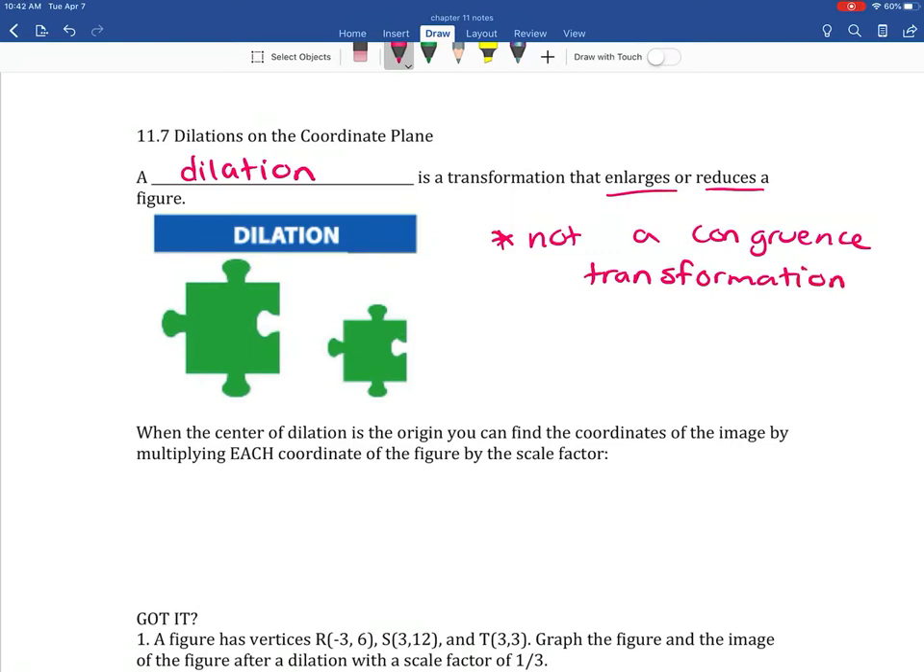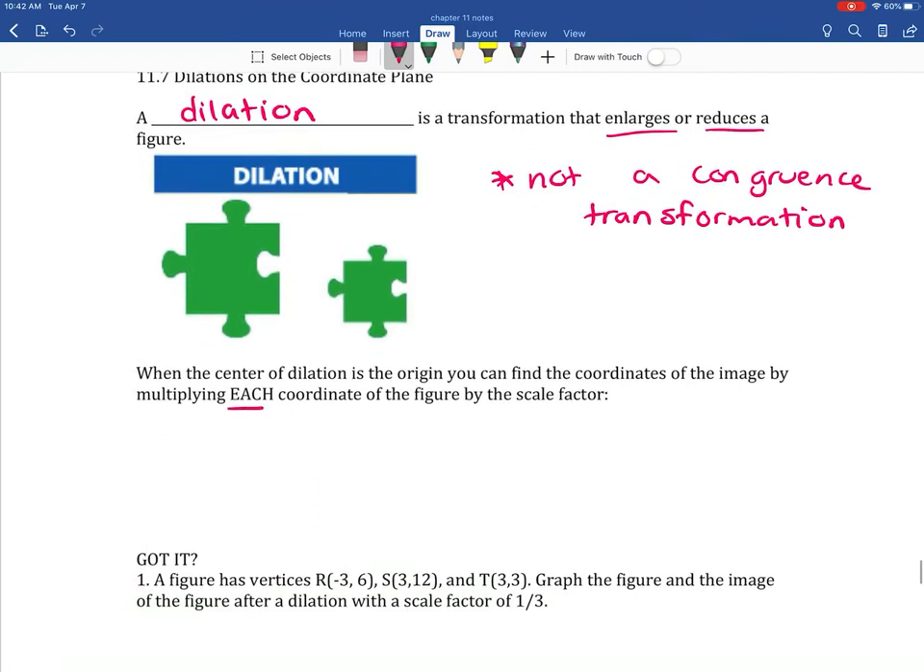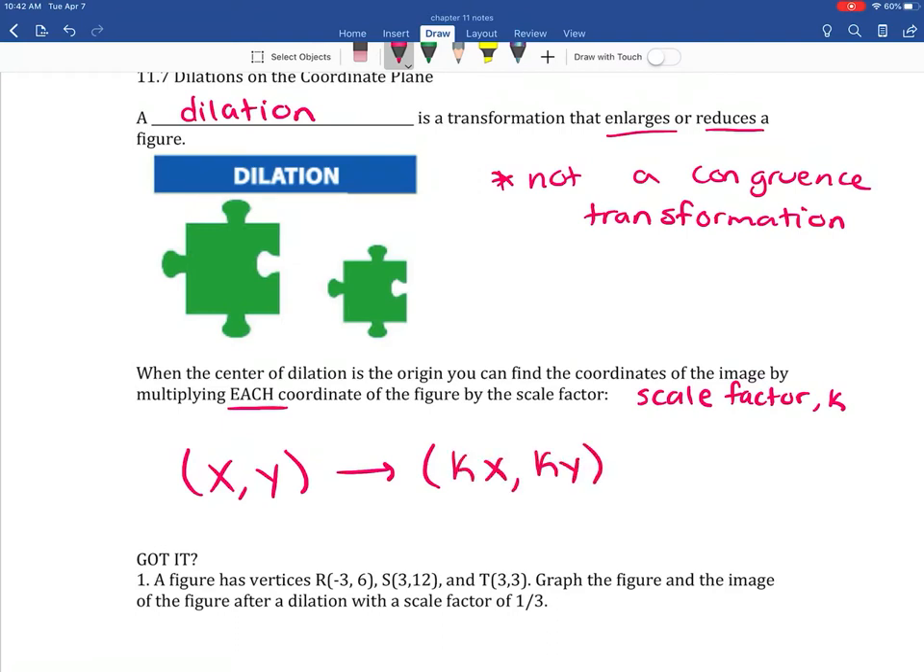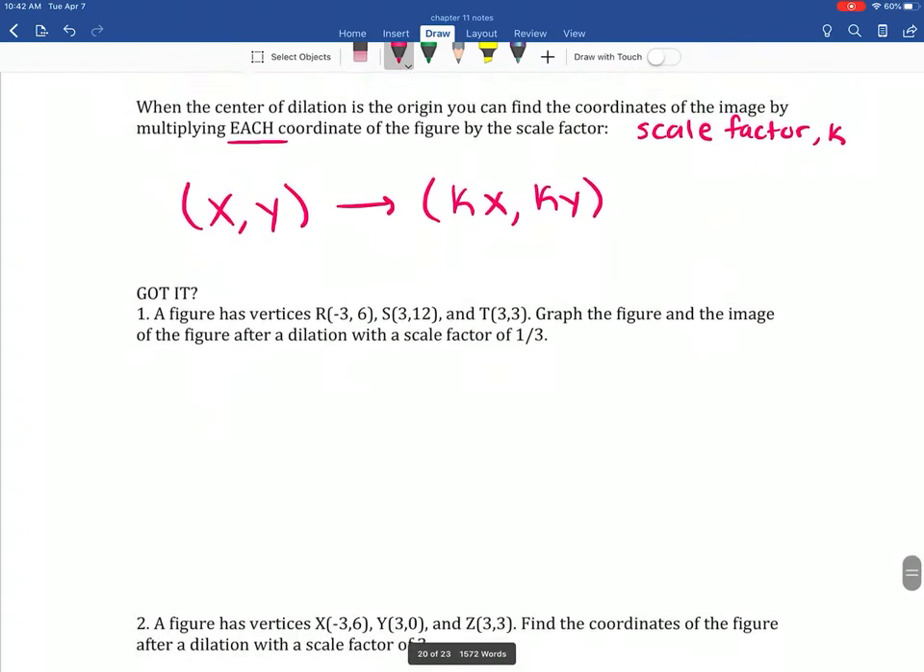When the center of dilation is the origin, you can find the coordinates of the image by multiplying each coordinate by the scale factor. Our scale factor is represented by the letter k. So if they give you x comma y as your coordinate, your dilated figure will be k times x, comma, k times y. Let's try some of them and see what happens.